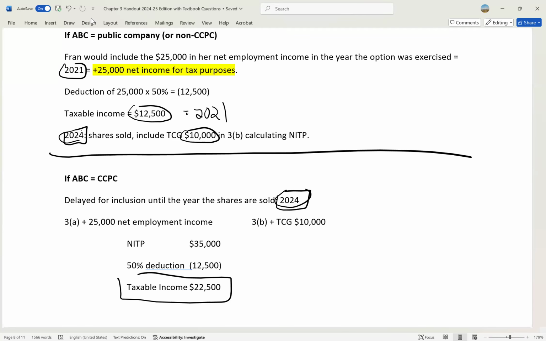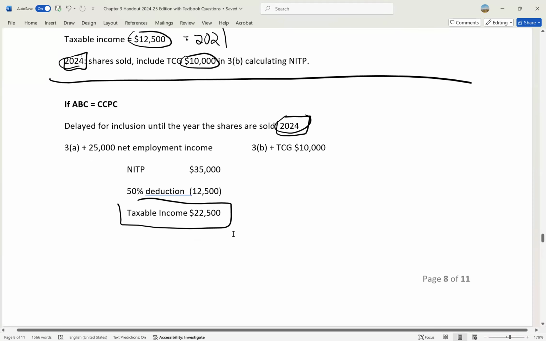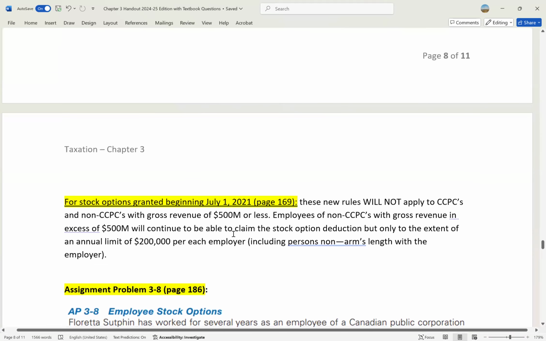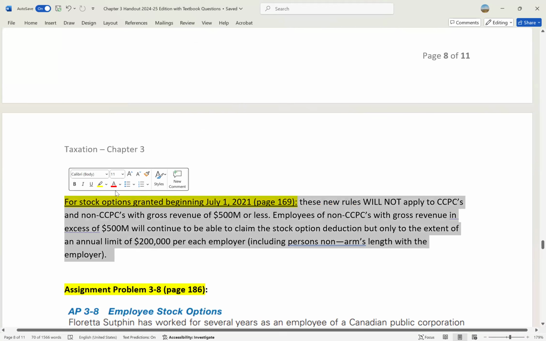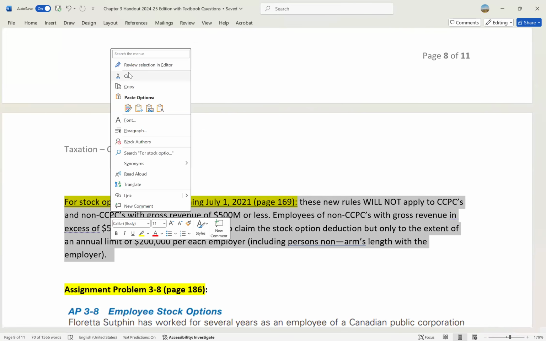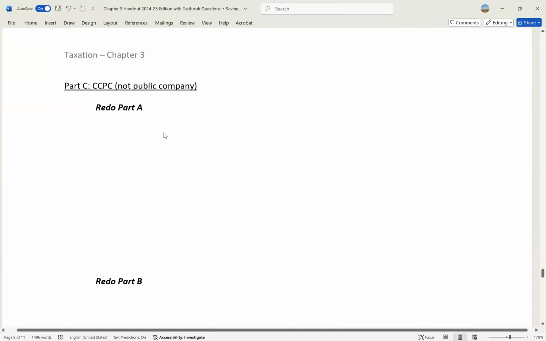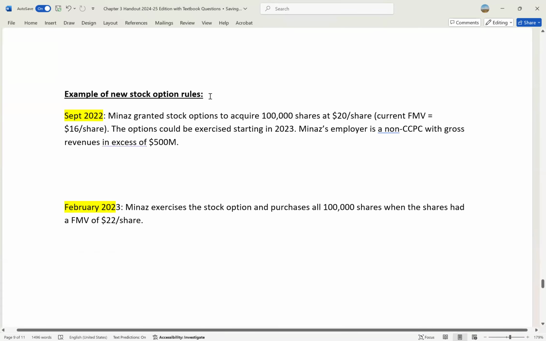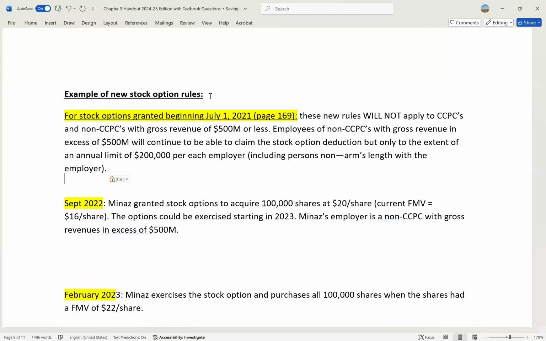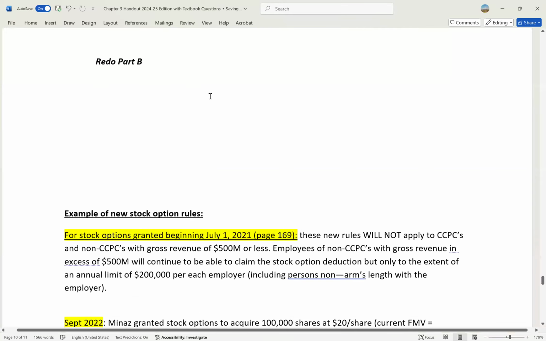So once again, some fairly complex rules when it comes to stock options. It is 7:30 right now. I did put this little blurb here about these new rules that came into effect a few years ago. I'm just going to cut this out and put that down here. These are the new stock option rules that came into effect in July 2021.